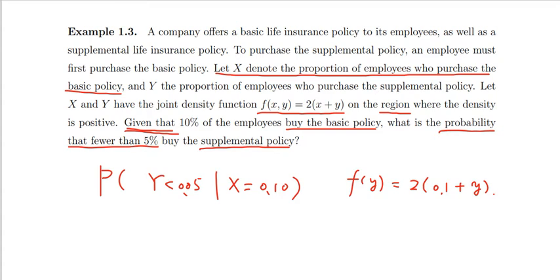So here the company has a basic life insurance policy, and they have two policies. First one is basic, second one supplemental. If they purchase the supplemental policy, they must first purchase the basic one. So X is the proportion purchasing basic, and Y is the proportion purchasing supplemental.